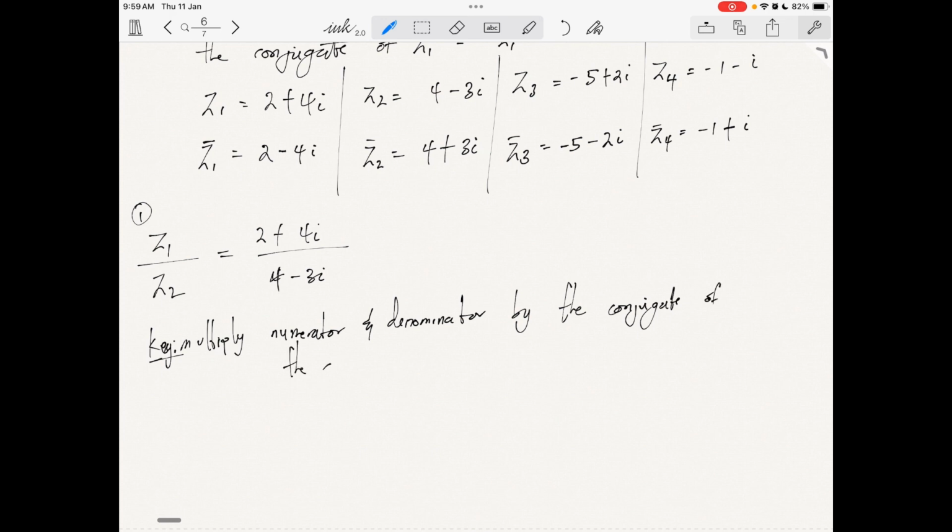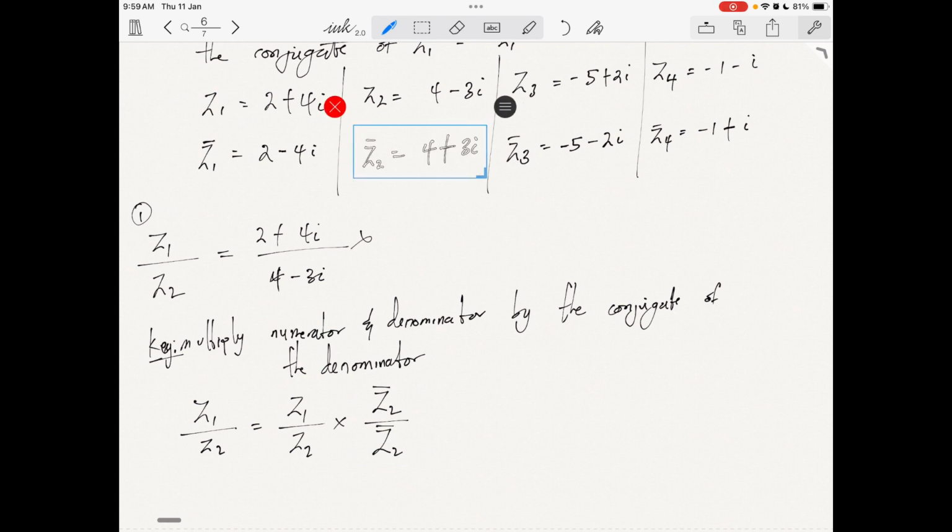So in essence, z1 divided by z2 will be equal to z1 over z2. We are going to multiply the numerator and the denominator by the conjugate of the denominator. The denominator is z2, right? So the conjugate will be what? z2 bar over z2 bar. Remember our z2 bar is here, that's 4 plus 3i. So we multiply by 4 plus 3i over 4 plus 3i.